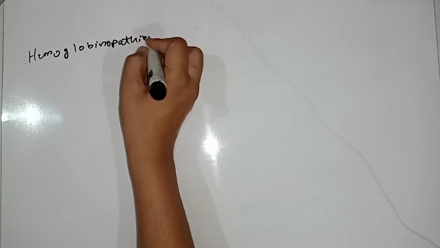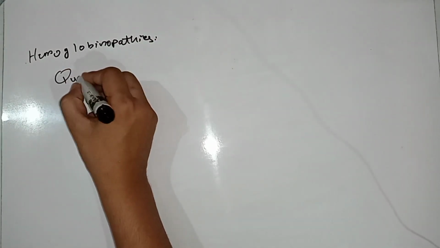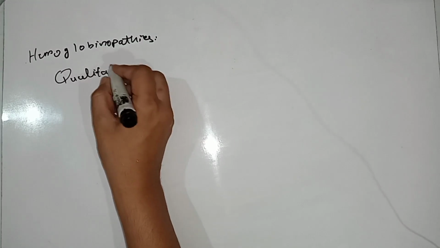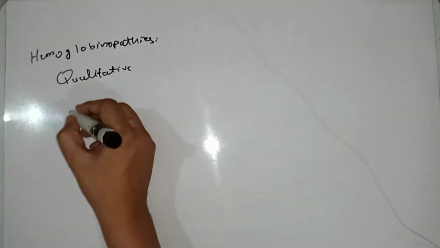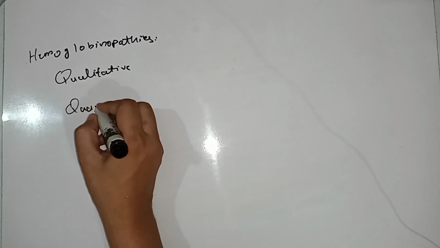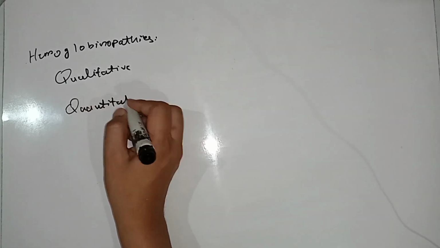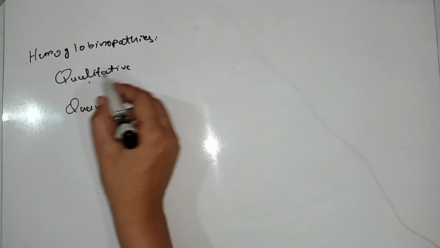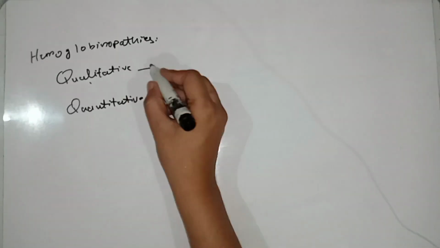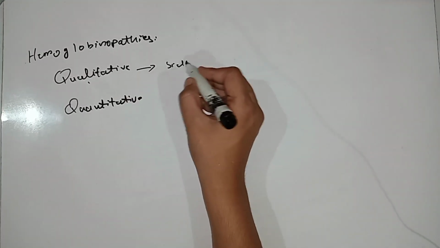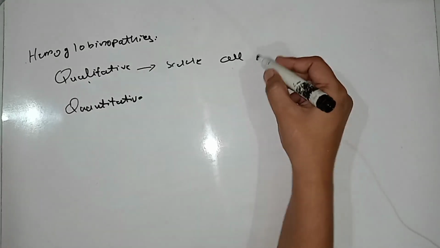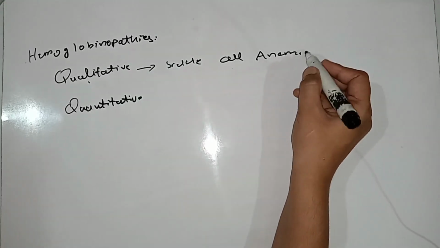The defects in hemoglobin can be either qualitative or quantitative. Qualitative defects result from some defect in the quality of hemoglobin. Hemoglobin is produced in the normal quantity, however, the quality of hemoglobin is defective. For example, it includes sickle cell anemia, in which hemoglobin is produced, but it is defective hemoglobin.